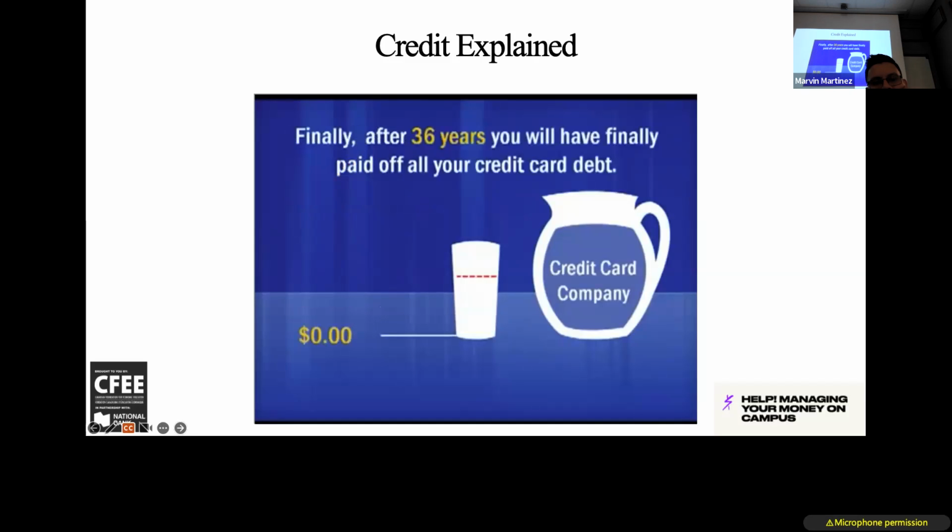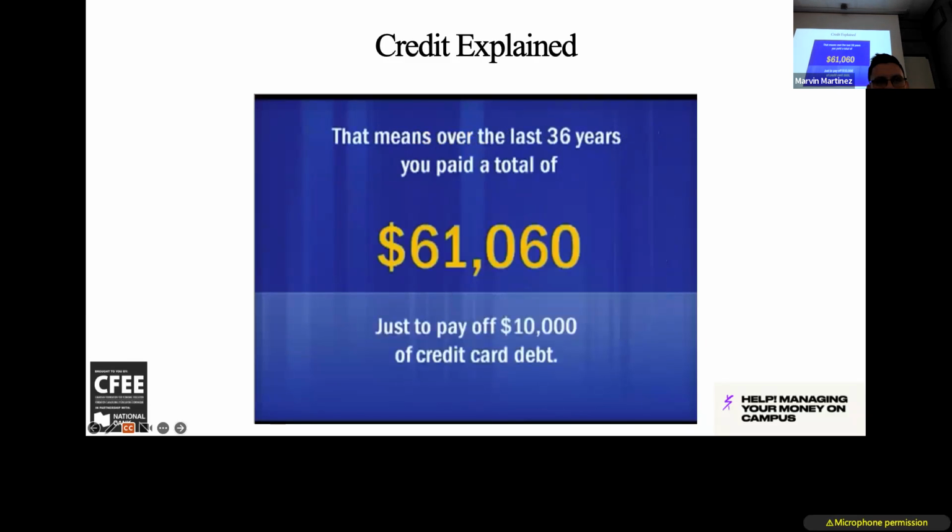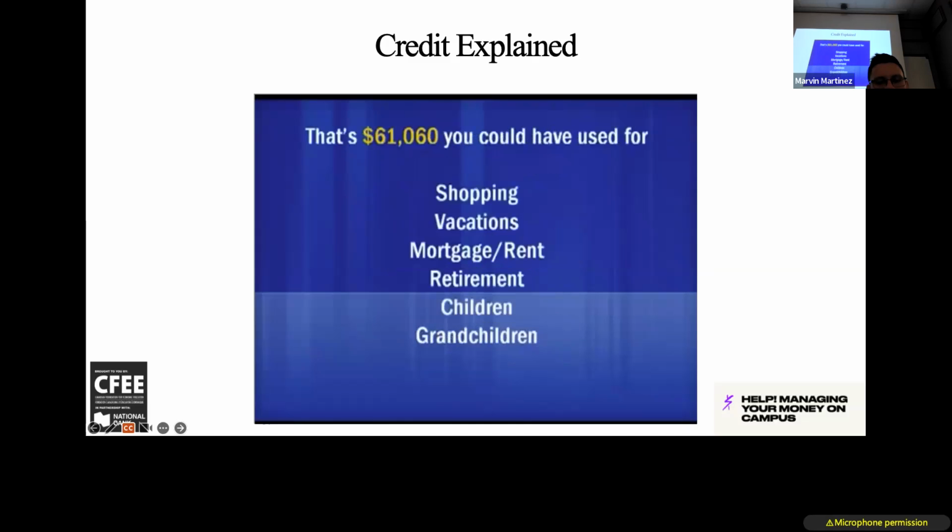Then, after 36 years of paying $142 minimum payments and 17% interest every month, you will finally have paid off your entire $10,000 of debt. But in order to pay off that $10,000, you've taken more than 3.5 decades of your life and spent more than 60 grand. Just imagine if you had an extra $61,060. You could have used that for anything from shopping and vacations to paying your mortgage or rent. Or you could just set it aside for retirement. You could even have spent that money on your children or grandchildren, because even if you didn't have them before you got into debt, you could wind up with both of them after 36 years.